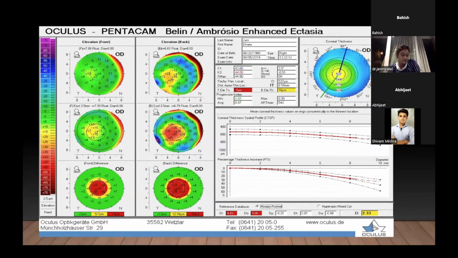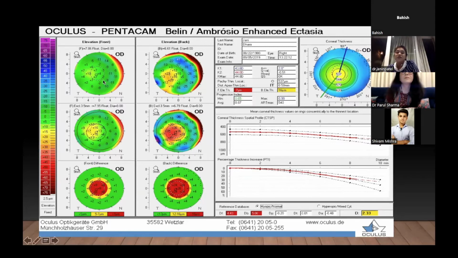Jenin, on this map, there is a red and yellow there. So front elevation thickness and the back elevation thickness. Yeah, so that is what we are discussing, no? This is the front elevation, which is only 7 over here. Our cutoff value is 12. Now the back elevation thickness, our cutoff value is 15 to 20. So 16 is something that you are definitely looking at.